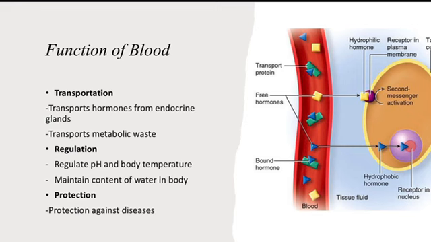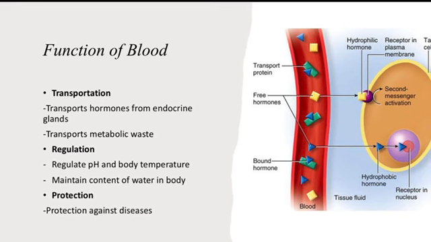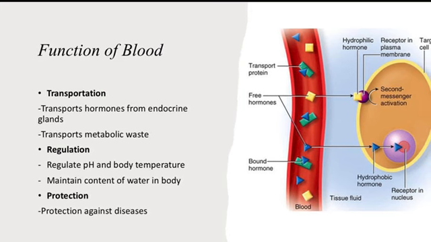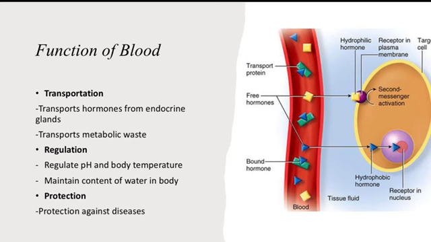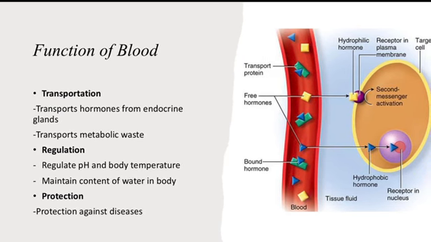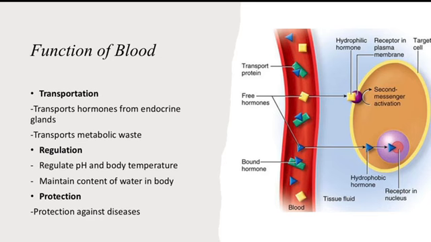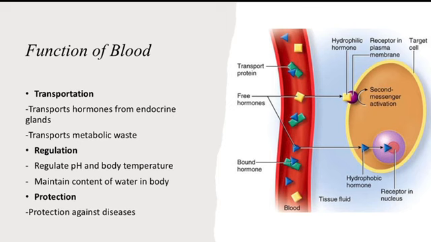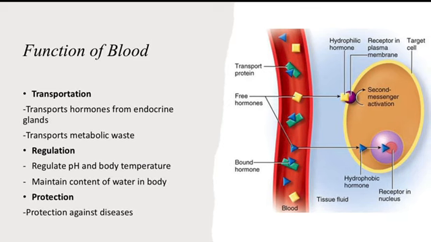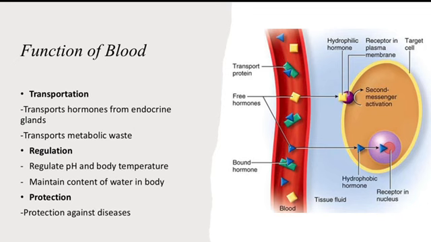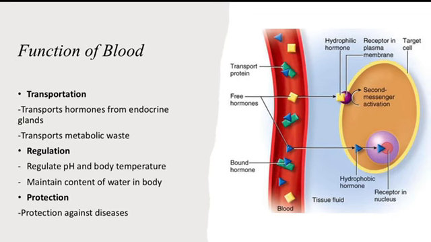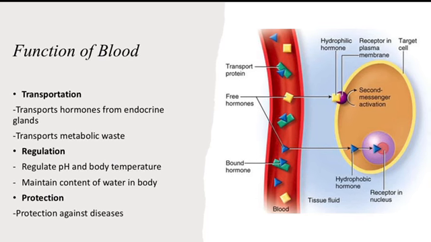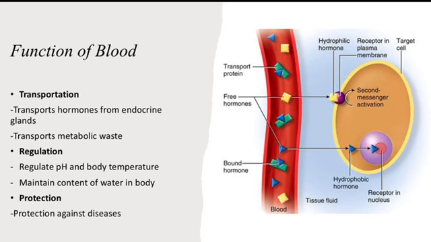Last but not least, there are many functions of the blood, which are for the transportation, regulation, and protection of the body. The blood helps in the transportation of hormones from the endocrine system, along with transporting metabolic waste. To highlight, it aids in the regulation of pH and body temperature, as well as maintaining the content of water in the body. Other than that, it also serves as a function to protect our body from any vulnerable diseases. These are the 3 main purposes of the blood, and this brings me to the end of my presentation.